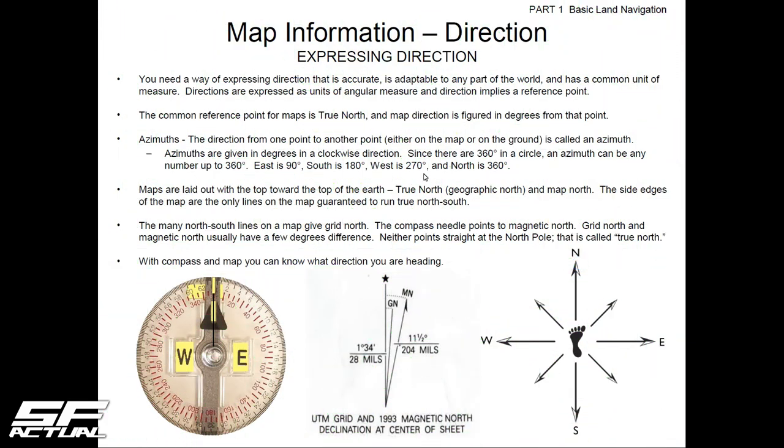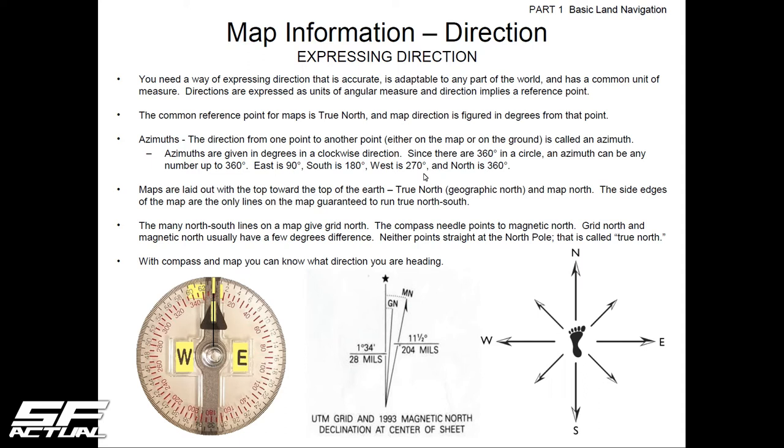So going back into declination, you need a way of expressing direction that is accurate, is adaptable to any part of the world, and has a common unit of measure. The common reference point for maps is true north, and map direction is figured in degrees from that point. The direction from one point to another point is called an azimuth. I know you've heard me say that. Azimuths are given in degrees in a clockwise direction. Since there are 360 degrees in a circle, an azimuth can be a number up to 360.